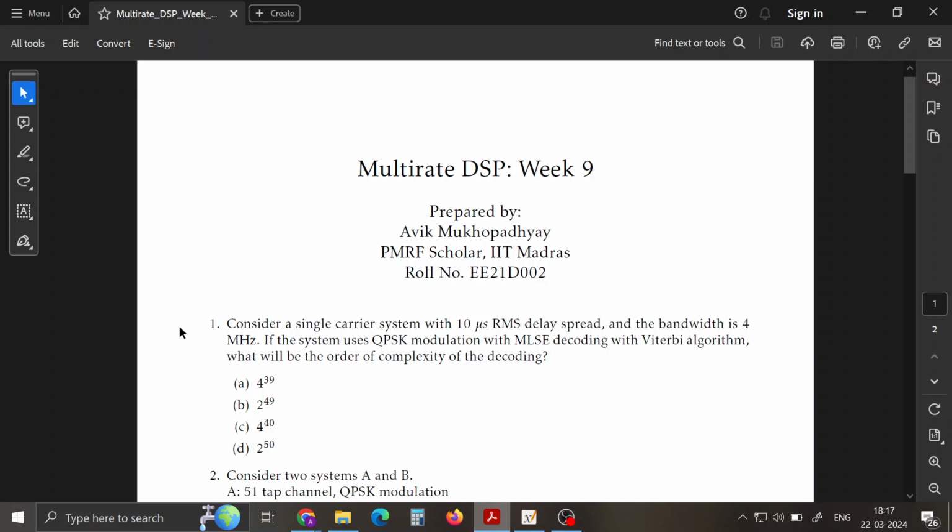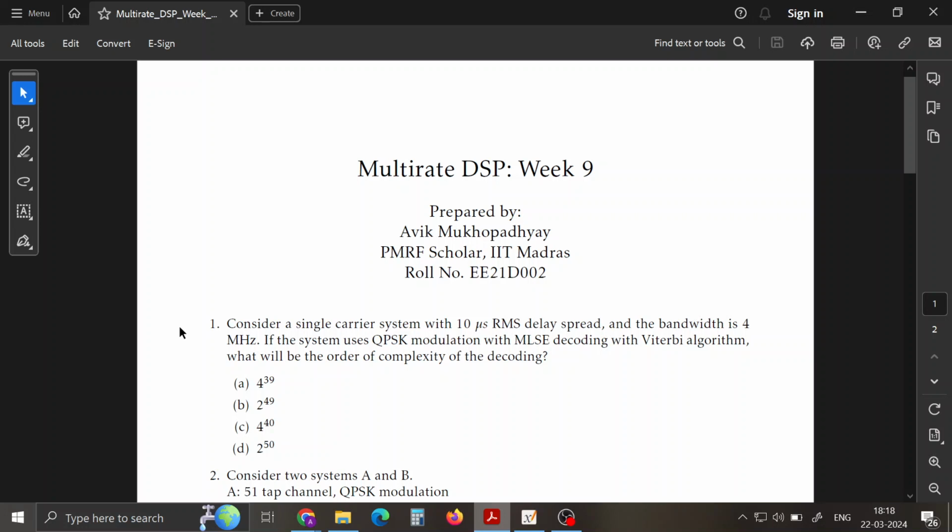Here we are given a single carrier system with RMS delay spread of 10 microseconds. The bandwidth is given as 4 megahertz. The system uses QPSK, quadrature phase shift keying modulation, with MLSE decoding, which is also known as the Viterbi algorithm. MLSE stands for maximum likelihood sequential estimation, and given this information, you are asked to find the order of complexity of the decoding.